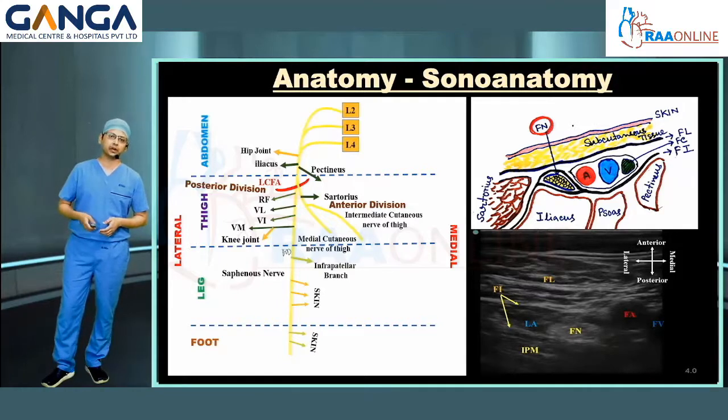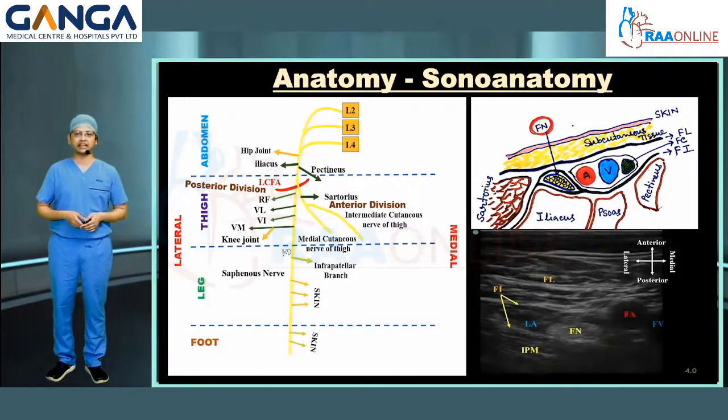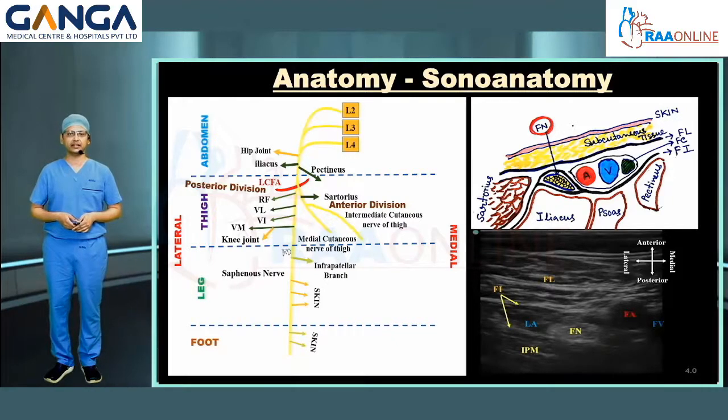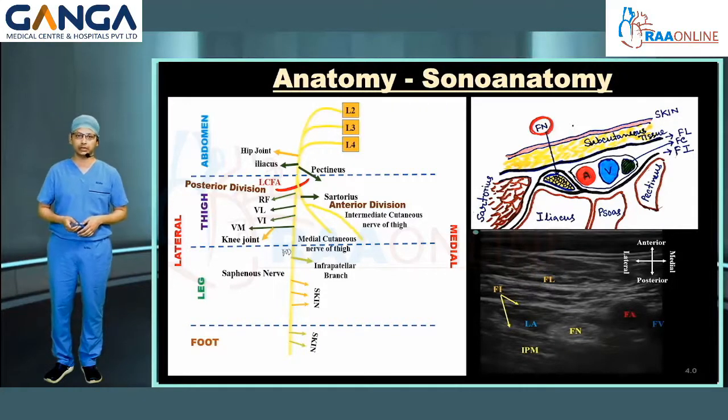It emerges from the posterolateral surface of the psoas major muscle and enters the thigh by passing deep to the inguinal ligament. In the thigh, it divides into anterior and posterior divisions 2 to 3 cm distal to the inguinal ligament and proximal to the inguinal crease.